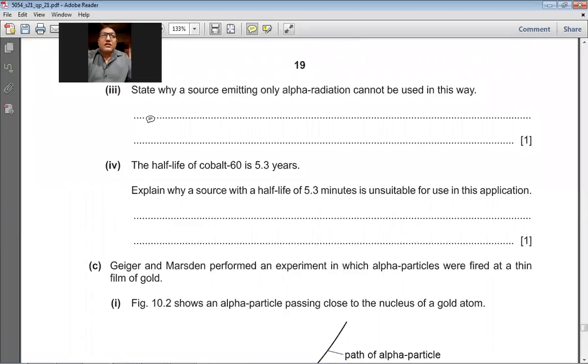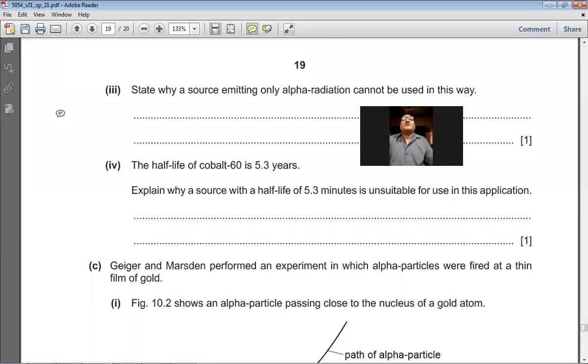Now, the next question coming up on your screen is, state why a source emitting only alpha radiation cannot be used in this way. You see, if you use a source which is emitting only alpha particles, the penetrating power of the alpha particles is very low. So they can only penetrate 2 to 3 centimeters of air. So if only alpha particles are given out, they will not be able to travel through air and reach the boxes. Plus, they will not be able to penetrate through the plastic boxes and the plastic bags and reach the surgical instruments and sterilize them.